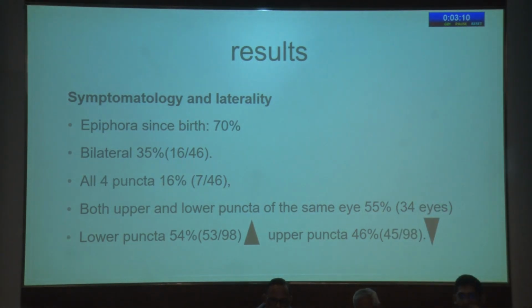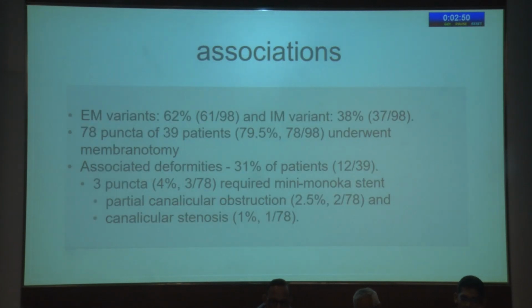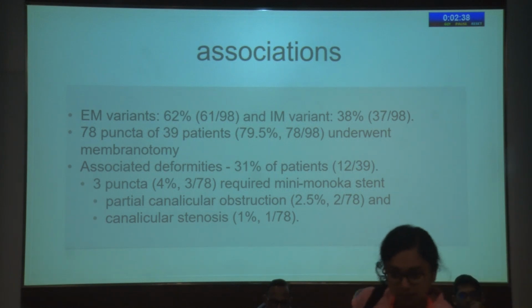On symptomatology and laterality, the epiphora was present since birth in about 70% of the patients. It was bilateral in about 35%, and all 4 puncta were involved in 16%. Both upper and lower puncta of the same eye were involved in 55%, and lower puncta only was slightly higher, which is 54%, and the upper puncta was 46%. The external membrane variant was slightly more common here, which is similar to the study published by Dr. Ali in 2013. So there's 62% here, and 38% was the internal membrane variant.